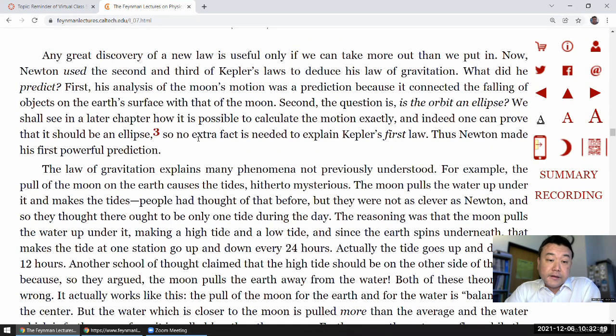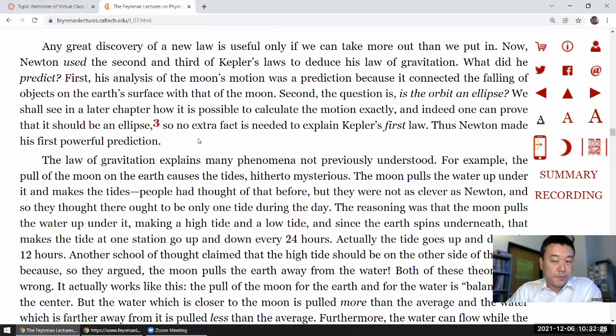Any great discovery of a new law is useful only if we can take more out than we put in. Now, Newton used the second and third of Kepler's laws to deduce his law of gravitation. What did he predict? First, his analysis of the moon's motion was a prediction because it connected the falling of objects on the Earth's surface with that of the moon. Second, the question is, is the orbit an ellipse? We shall see in a later chapter how it is possible to calculate the motion exactly.